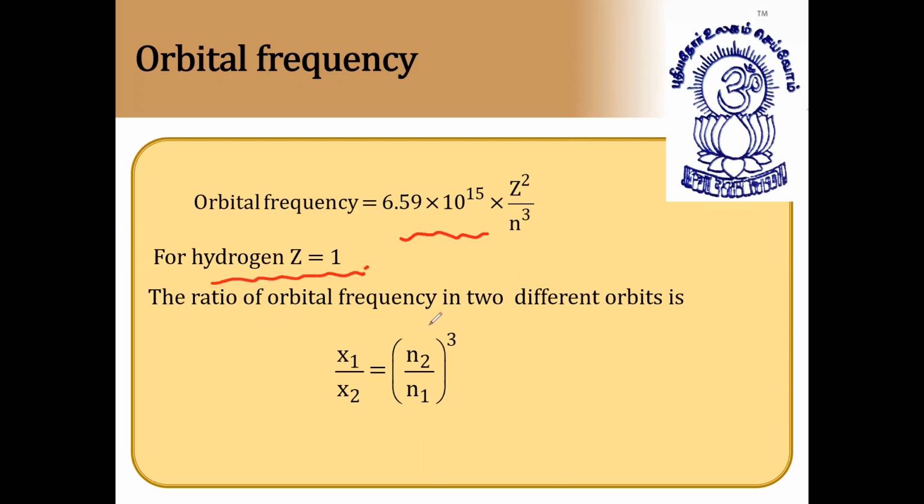So the ratio of orbital frequency in two different orbits, x1 by x2, is equal to n2 by n1 whole cube, because this is the same. N is inversely proportional, so you'll get n2 by n1 whole cube. Next question.